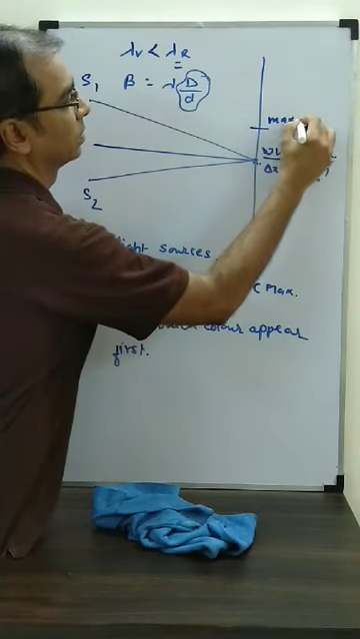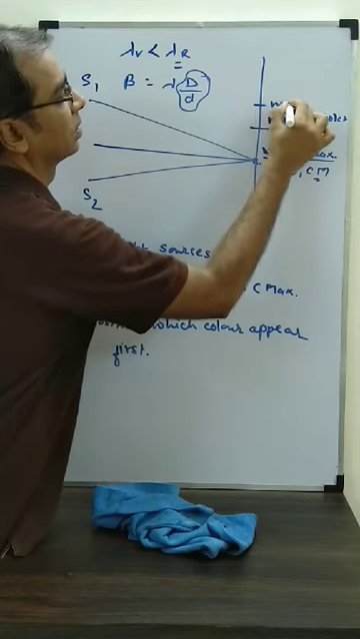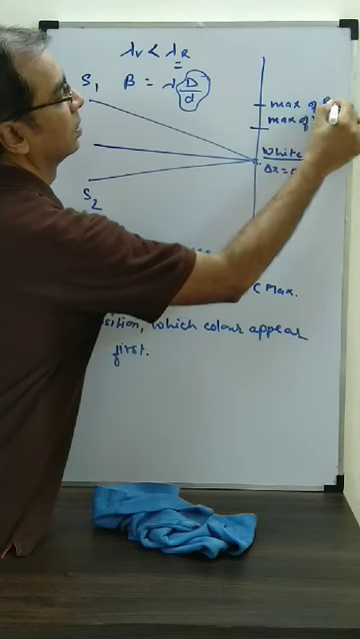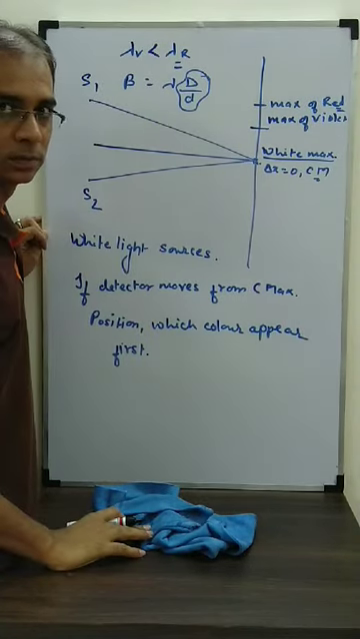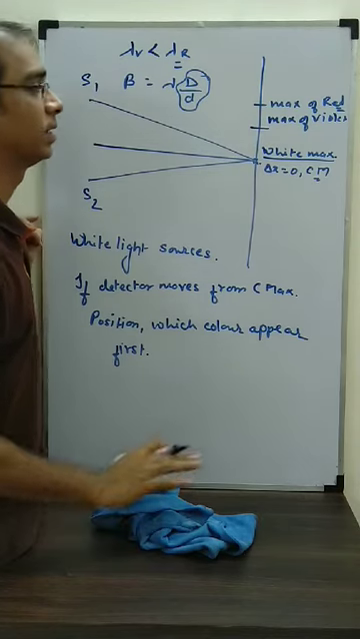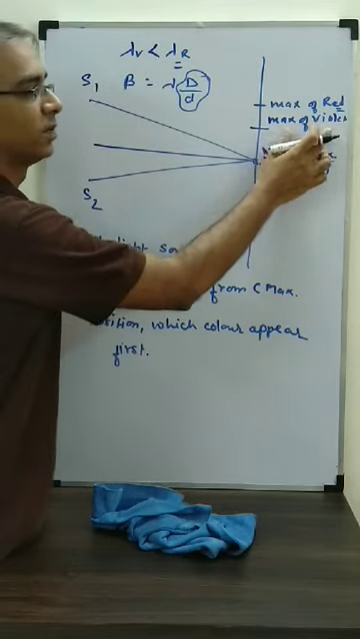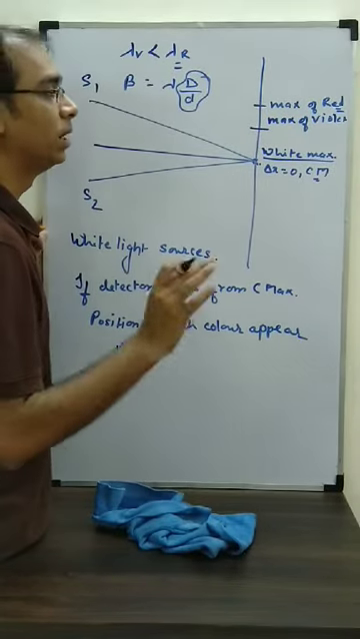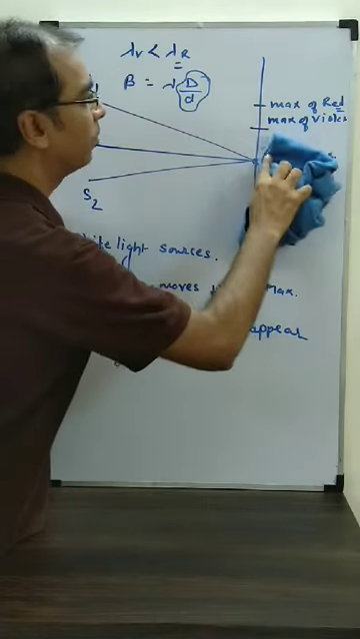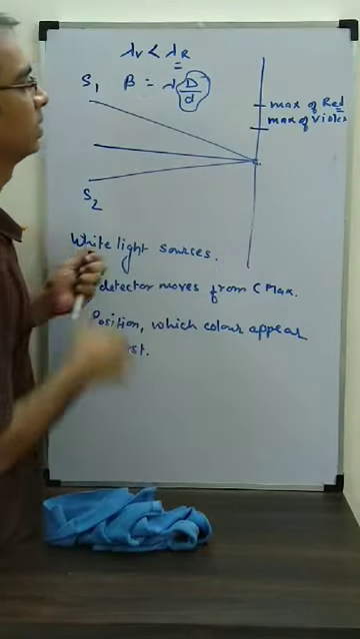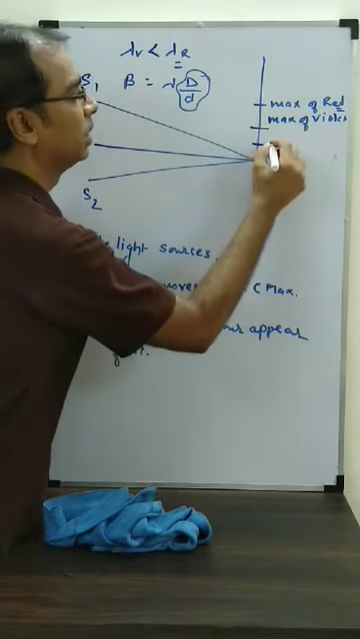Maxima of violet. Where will be maxima of red? Here somewhere. So which color will appear first? Violet or red? Violet it appears, right? No. But answer is red will appear first. Why? Maxima of violet is coming first, there is no doubt about that. But minima of violet also will come first. Yes or no? Minima of violet will be coming first. Minima of violet will be coming at beta by 2. Correct or not? Here is minima of violet.